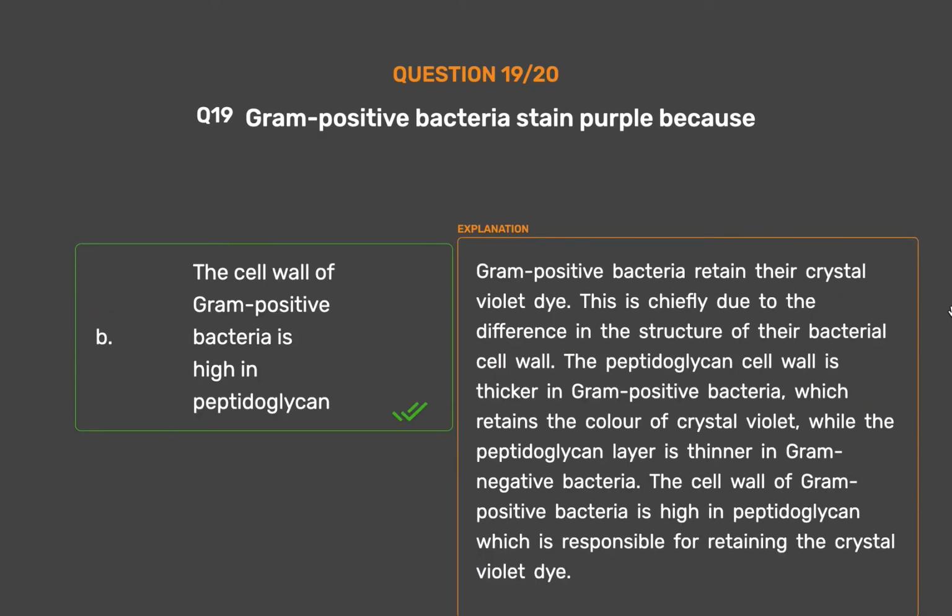Gram-positive bacteria retain their crystal violet dye. This is chiefly due to the difference in the structure of their bacterial cell wall. The peptidoglycan cell wall is thicker in gram-positive bacteria, which retains the color of crystal violet, while the peptidoglycan layer is thinner in gram-negative bacteria. The cell wall of gram-positive bacteria is high in peptidoglycan, which is responsible for retaining the crystal violet dye.